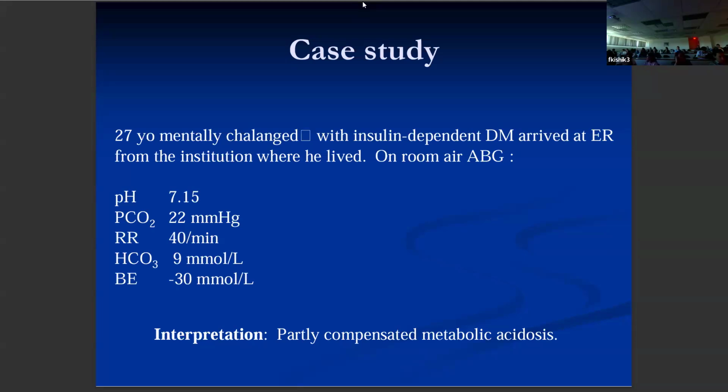But could you have someone with a normal pH and metabolic? You can, and those are very, very few and far between. How do you know they're metabolic? So you have to do the math. That's the math.